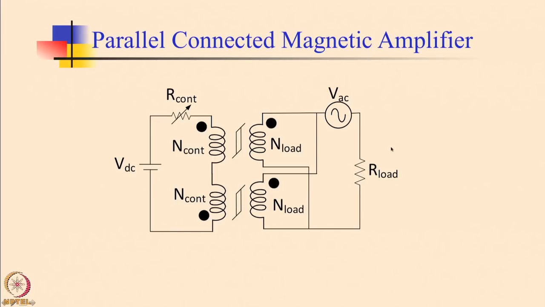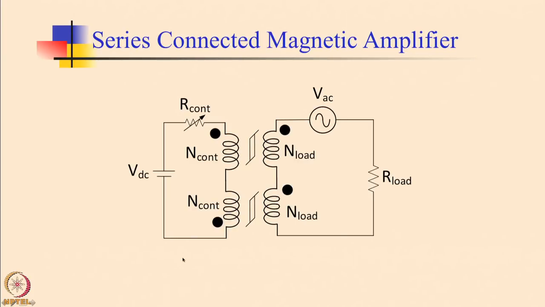So by using a very small DC level control here, we are able to control large chunks of AC power. Now this is highly suitable for AC to AC power conversion. This is another way in which a magnetic amplifier can be coupled. Here you can see that the load side circuit is not connected in parallel, it is actually connected in series.